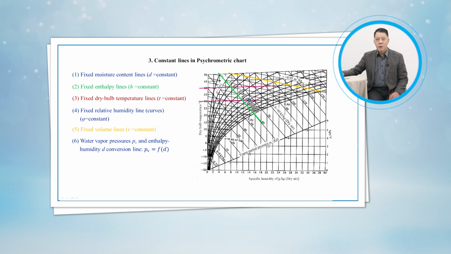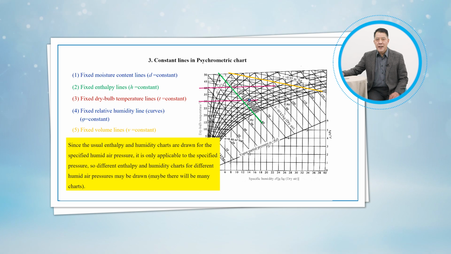Sixthly, the water vapor pressure PV and specific humidity D conversion line. Since the usual enthalpy and humidity charts are drawn for the specified humid air pressure, it is only applicable to the specified pressure. So, different enthalpy and humidity charts for different humid air pressures may be drawn.